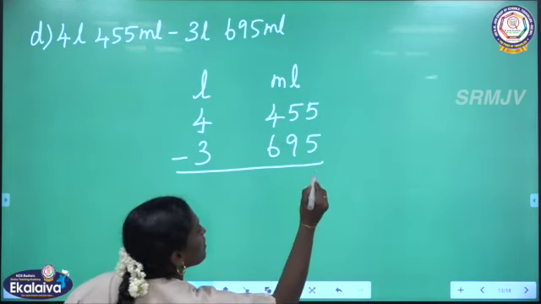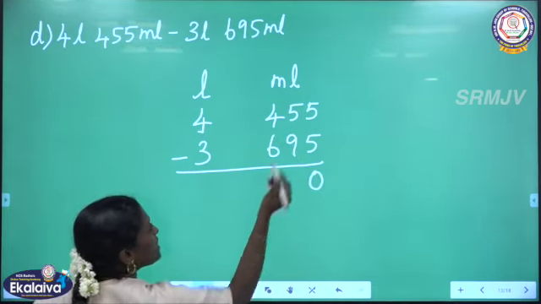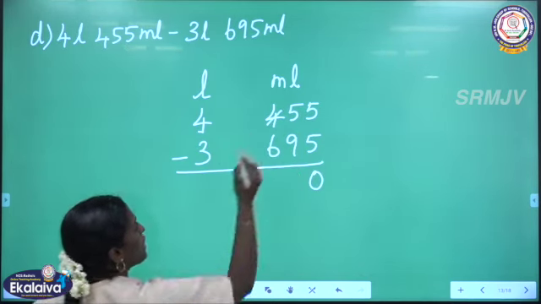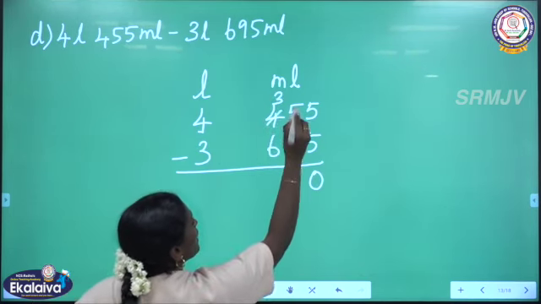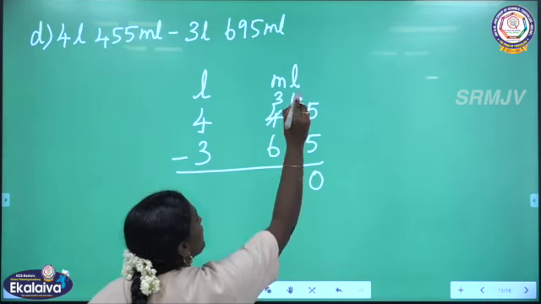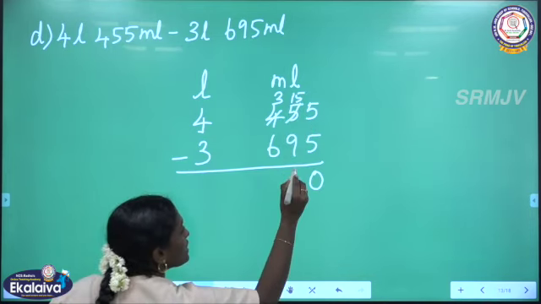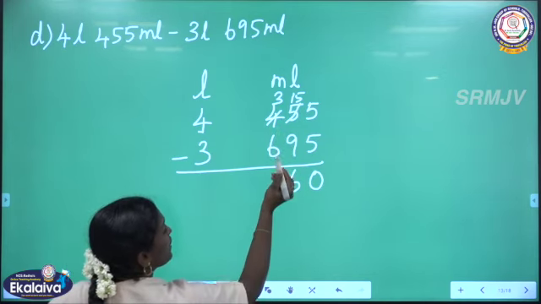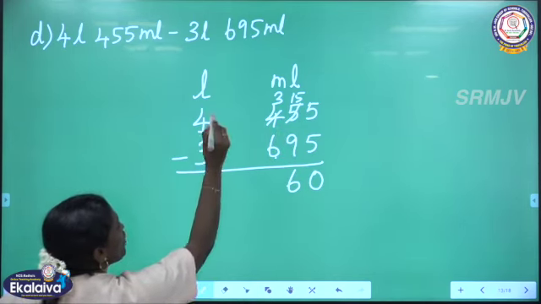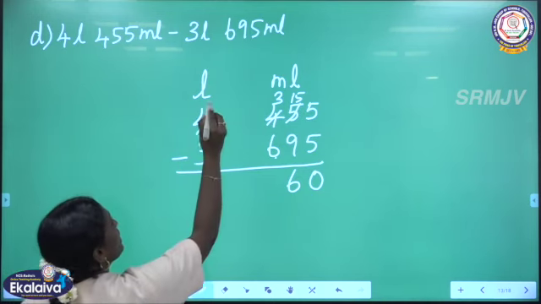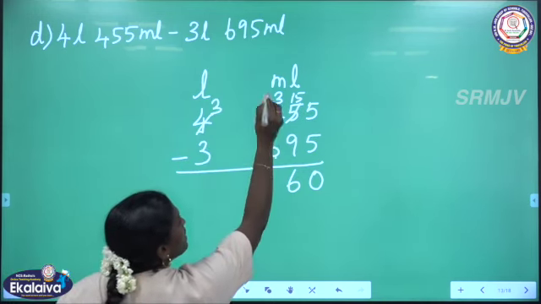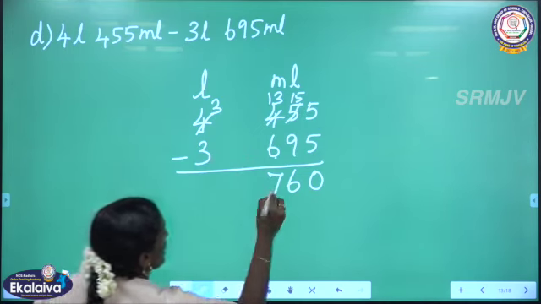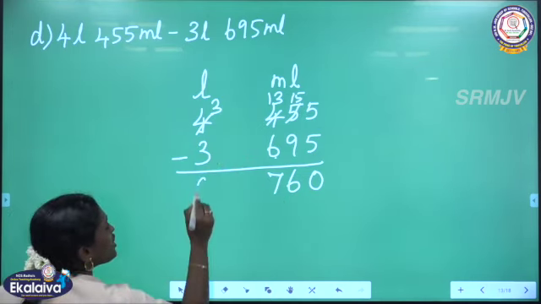Here 5 minus 5, 0. 5 minus 9. We can't subtract 9 from 5. So we have to borrow from the next one. 4 will become 3. This 5 will become 15. 15 minus 9, 6. Here 3 minus 6. We can't subtract 6 from 3. So we have to borrow from the next number. 4 will become 3. This 3 will become 13. 13 minus 6, 7. Here 3 minus 3, 0.